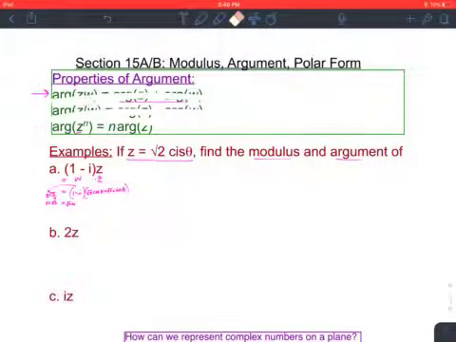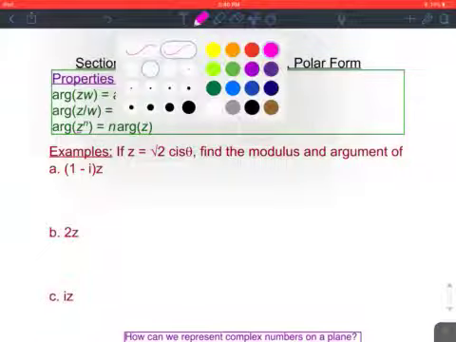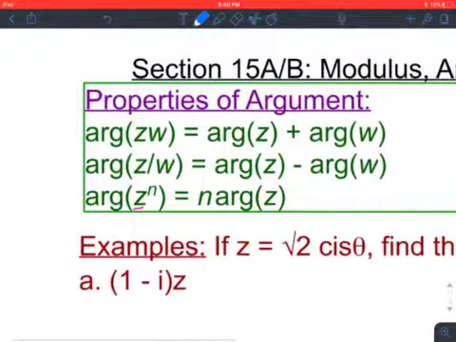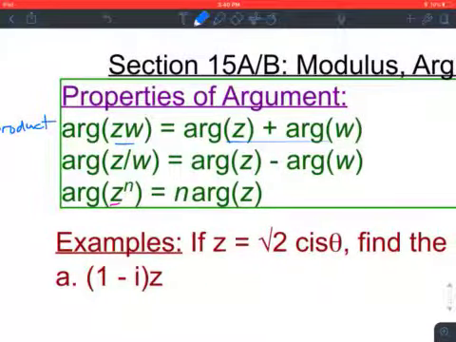Okay, last thing we want to do today is look at properties of arguments. Properties of arguments, product property. The argument of a product is equal to the sum of the arguments of the components that you were multiplying. The argument of a quotient is equal to the difference of the respective arguments.